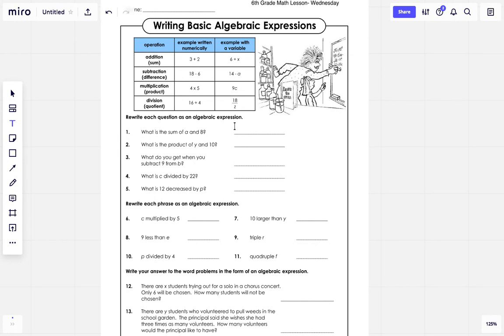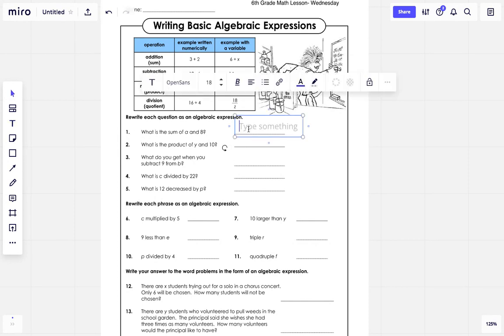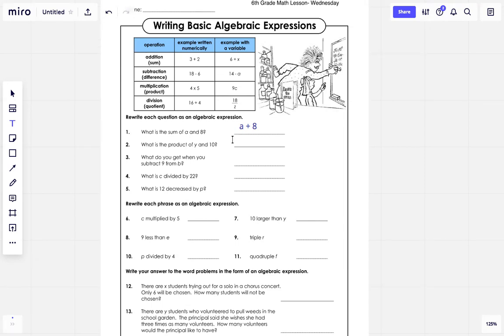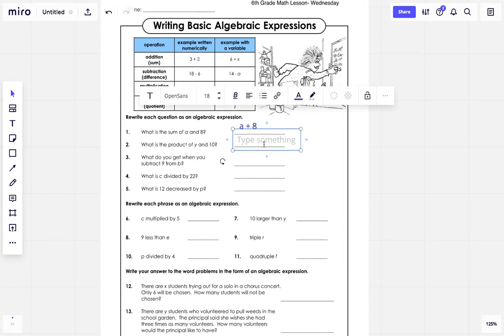So let's take a look at a couple of these examples. So first we have, what is the sum of a and 8? So sum tells us that we're going to be adding. And the sum of a and 8 would be a plus 8. Number 2, we have the product of y and 10. So remember that when we are working with variables, we don't use the multiplication symbol, we just put the number right next to the variable. 10y, or 10 times y.